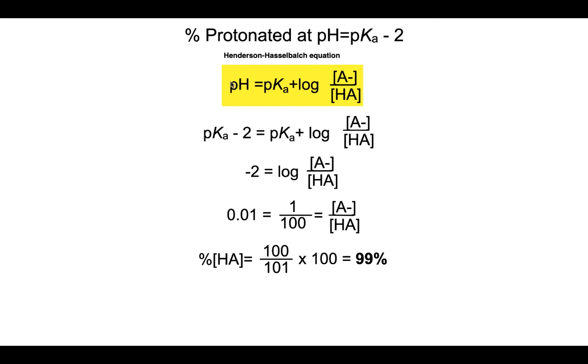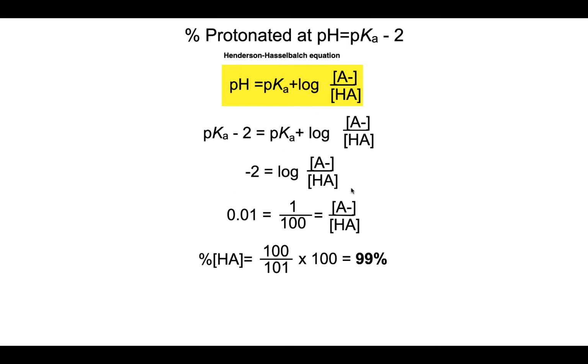We're looking at a situation in which the pH is at pKa minus 2 units. So let's define that. The pH is at a situation where it's pKa minus 2 units. We've got our pKa, that doesn't change, plus the log of the deprotonated over the concentration of the protonated state. All right, let's remove pKa, subtracting here, that means we have minus 2 equals the log of the deprotonated concentration over the concentration of the protonated.